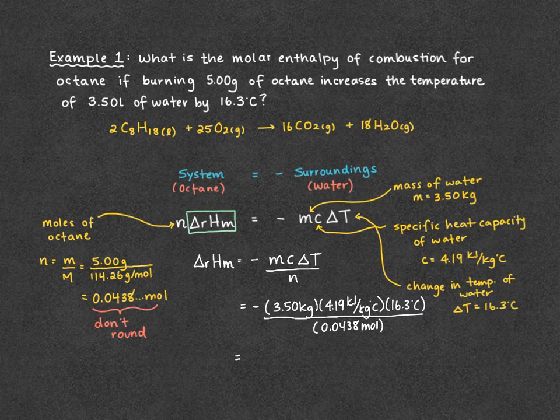And we get a molar enthalpy of negative 5,463 kilojoules per mole. And we can have 3 significant digits, so we're going to write this as negative 5.46 times 10 to the 3 kilojoules per mole.